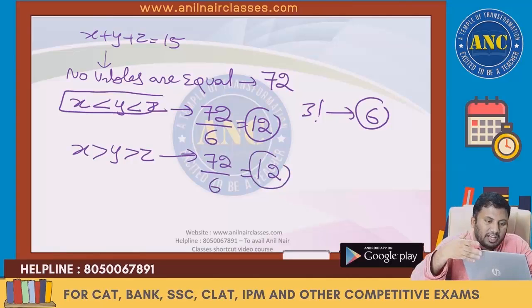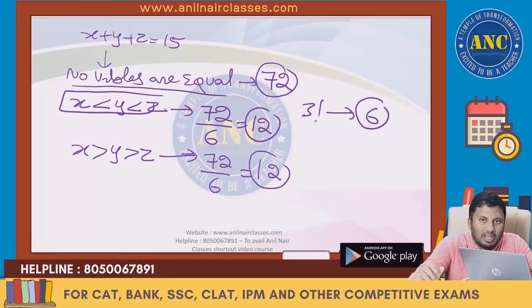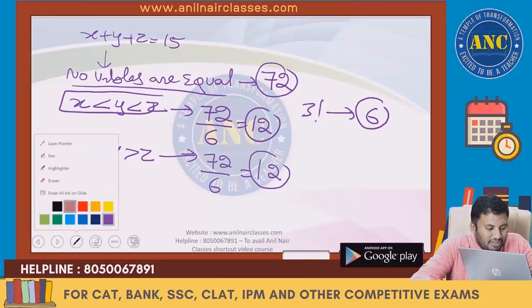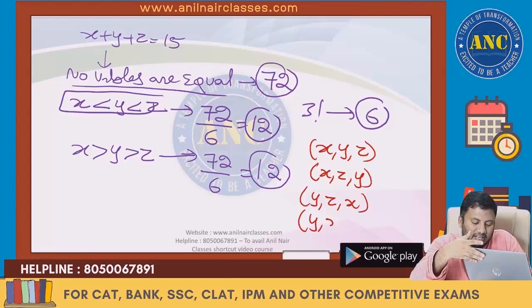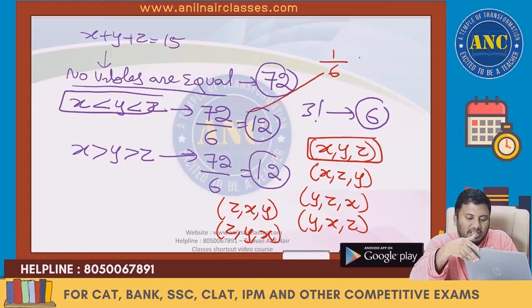I hope you got the idea. Total 72 cases are there where no variables are equal. If no variables are equal, x, y, z can be arranged in 3 factorial, 6 cases. What are those 6 cases? X, y, z; x, z, y; y, z, x; y, x, z; z, x, y; z, y, x. X less than y less than z is one case out of 6 cases. 1 by 6 into 72, which is 12 cases.